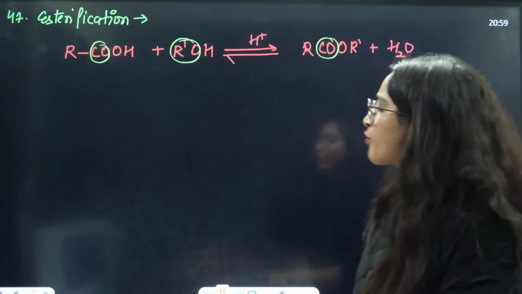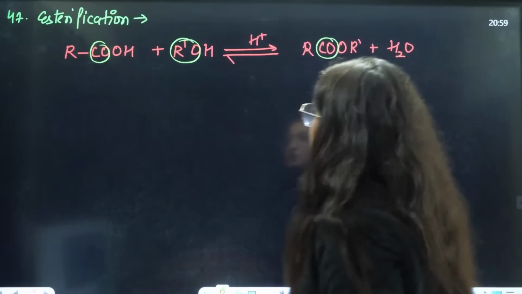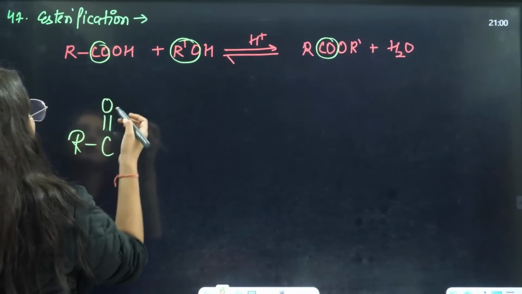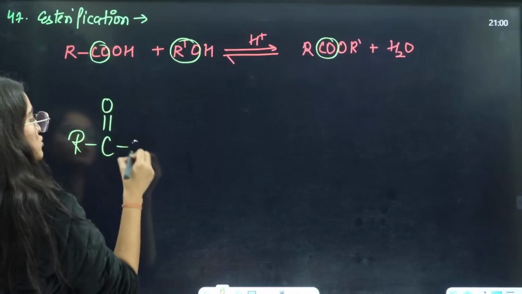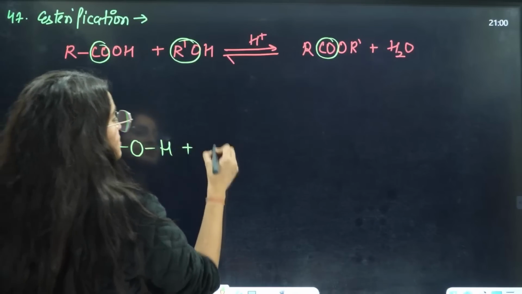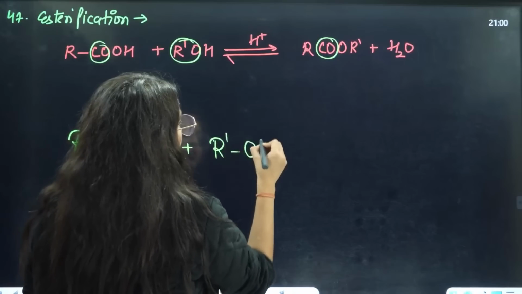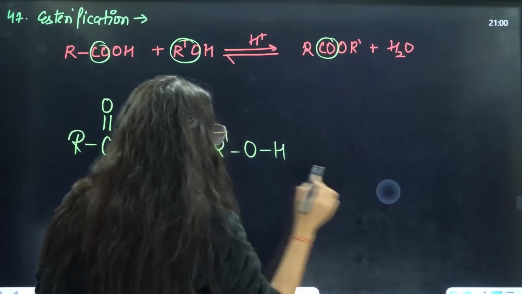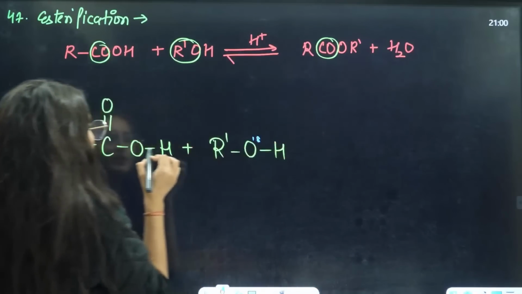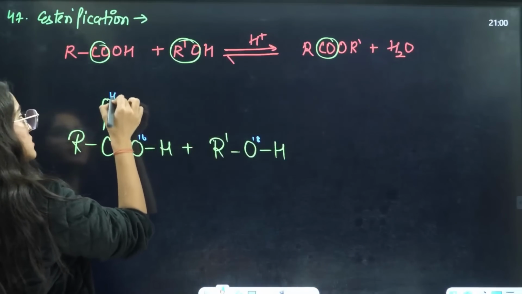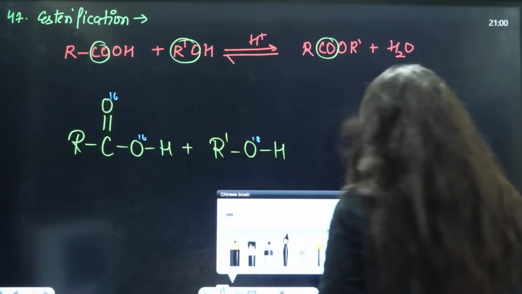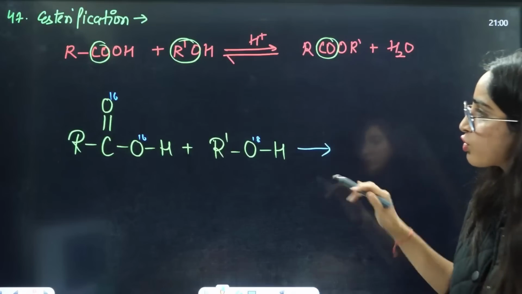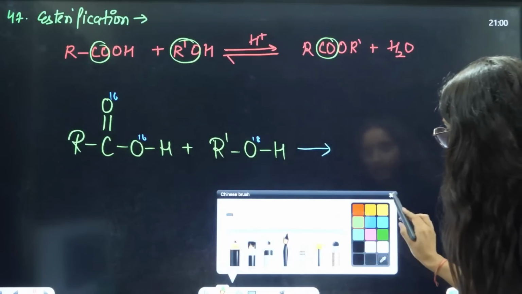Now, ma'am, what kind of question can they ask you? They can ask this kind of question. This is RC double bond O, having the 16 isotope. This is OH. This is R-OH. Now they have given that this is the 18 isotope, and this is the 16 isotope. Now you need to tell what the correct answer will be, which isotope will be there in the answer.